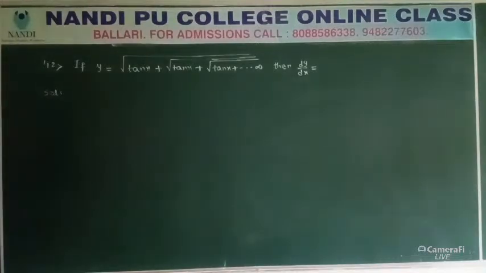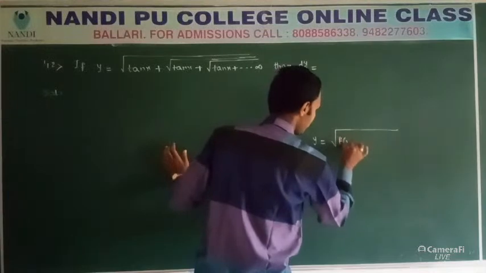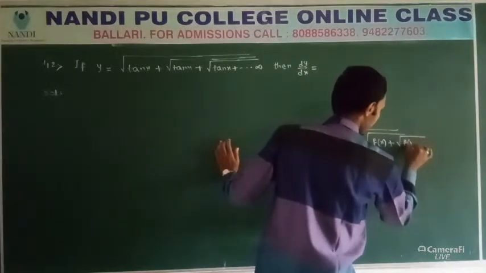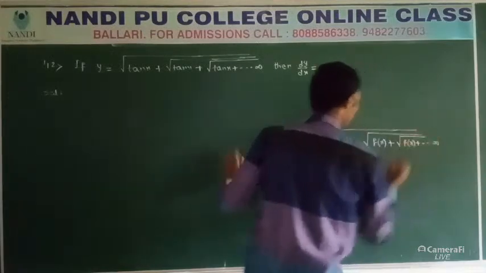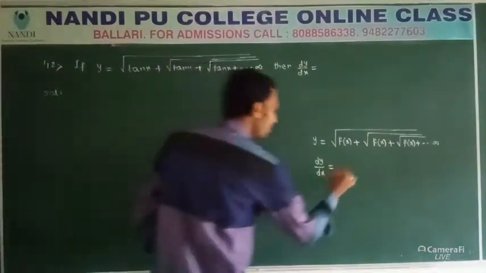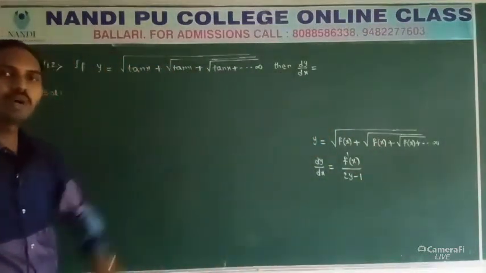Okay, solution. If y is equal to root of tan x plus root of tan x plus root of tan x and so on infinity, then what is dy by dx? Here y is given, we are going to differentiate this function. It is in the form y is equal to root of f of x plus root of f of x plus root of f of x and so on infinity. Then the dy by dx formula, which we gave yesterday, is f dash x divided by 2y minus 1.